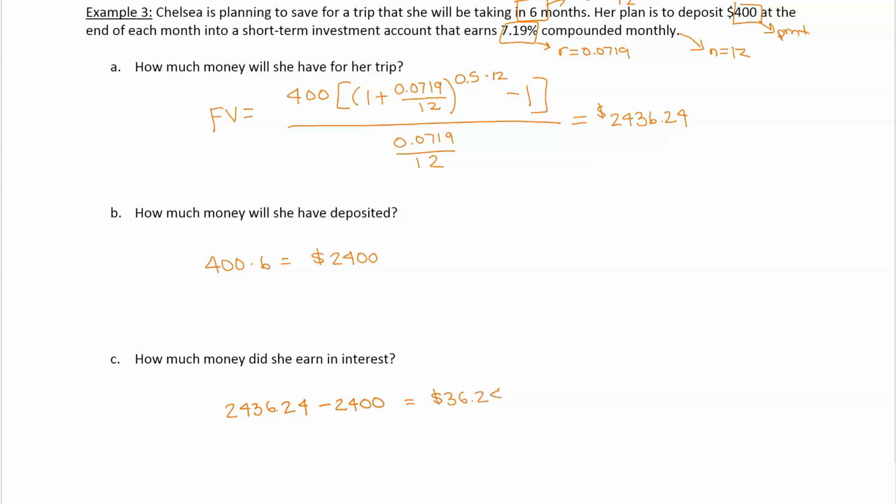Now, you may be thinking, well, what's $36? That's not that much money. The reason it's a small amount is because she's only invested it for 6 months. Now, suppose we expanded on this time for a whole year, couple years. You can see how the interest will increase very rapidly.